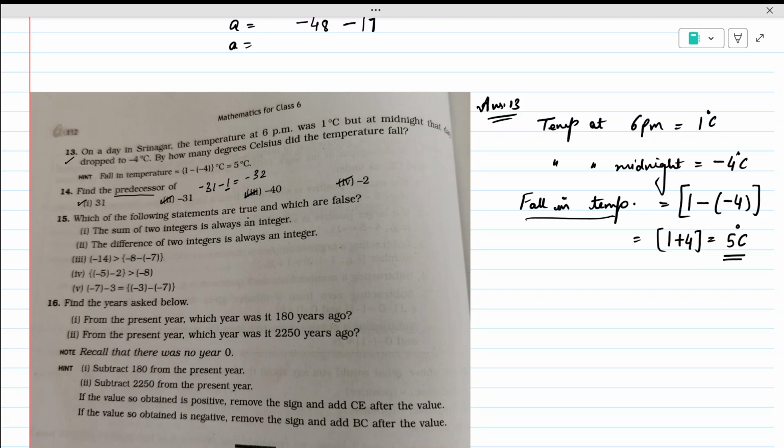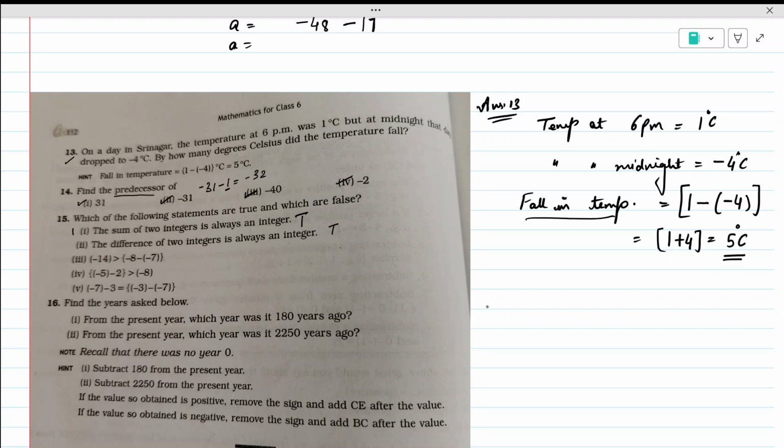Okay, now let's do true and false. Which of the following statements are true and which are false? First is: the sum of two integers is always an integer, which is true, because all we have in mathematics are positive integers, negative integers, and zero, which is always an integer. So this is true. Next, the difference of two integers is always an integer. This is also true.